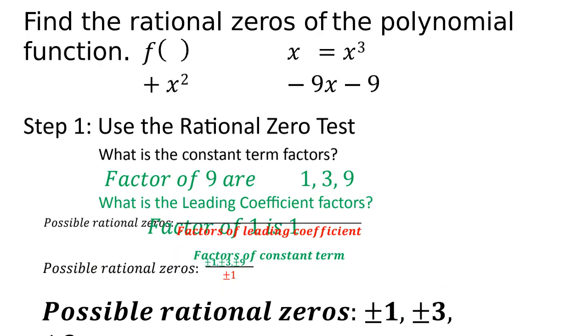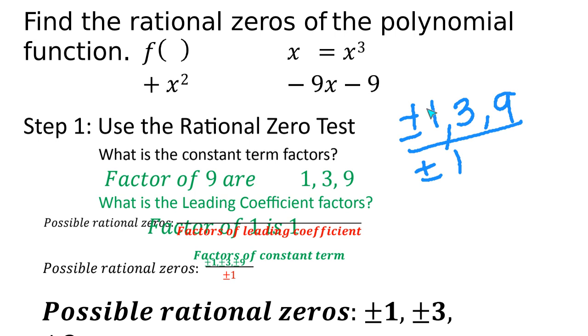So let me write it here. We said that the factors for 9 are 1, 3, and 9, and the factors of the leading coefficient are 1. So we divide. 1 divided by 1 is 1. 3 divided by 1 is 3. And 9 divided by 1 is 9. That's another possible 0. So 1, 3, and 9.